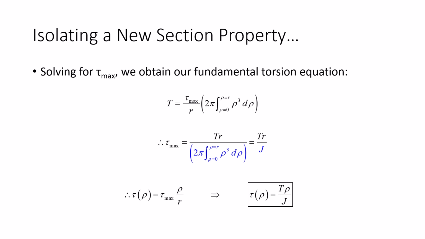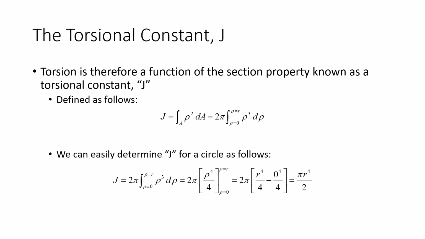Let's talk about J. J is what I'm calling our new section property. I'm calling it the torsional constant. Just like A, cross-sectional area, is a section property, J is a section property as well. The way that you compute that is you take 2 pi times the integral of rho cubed from rho equals 0 to rho equals r. The beauty of this is it's actually a pretty simple integral, so we can carry this out right now. So for a circle, after you chug it all out, J is computed as pi r to the 4th over 2. So that's how you compute J for a circle.